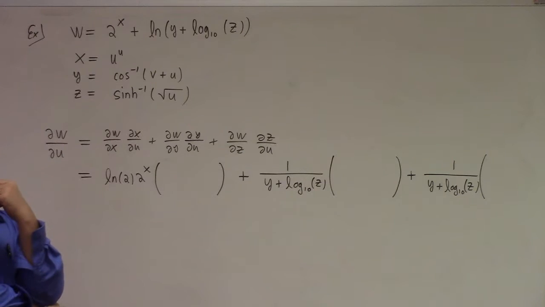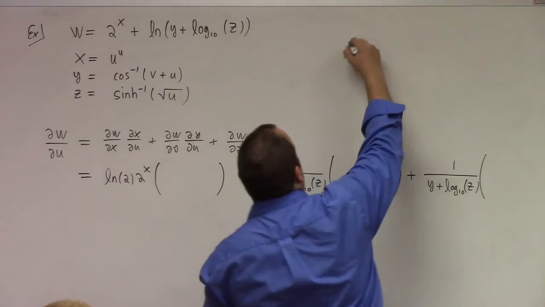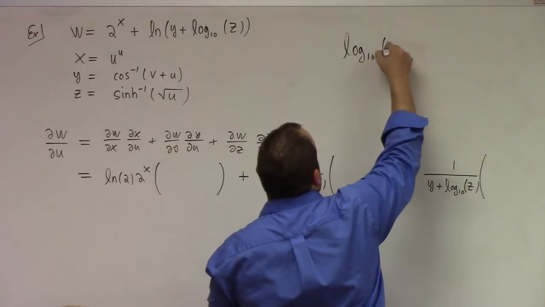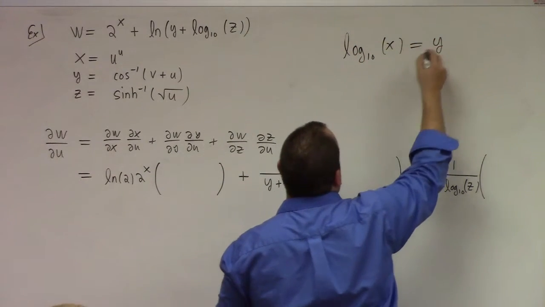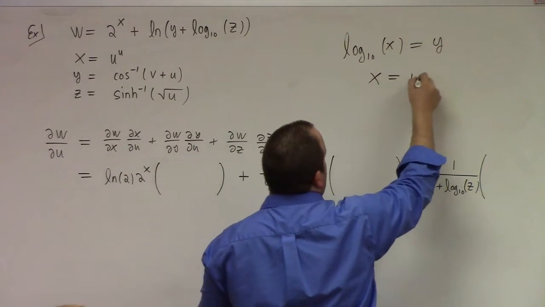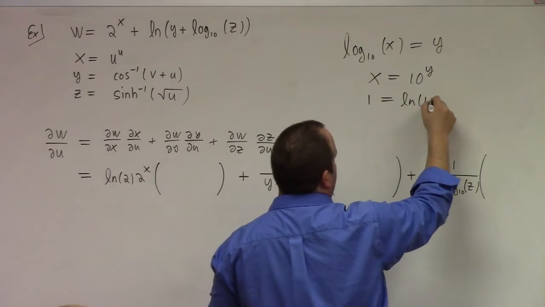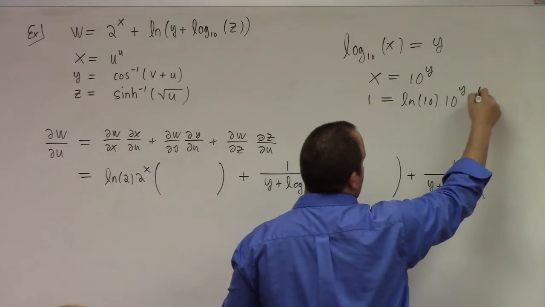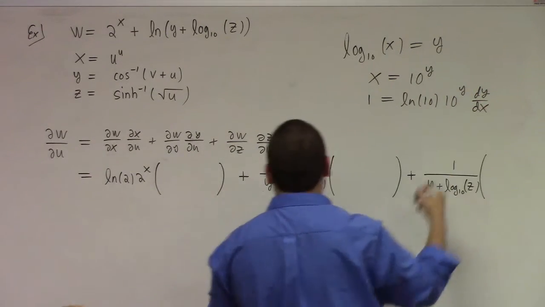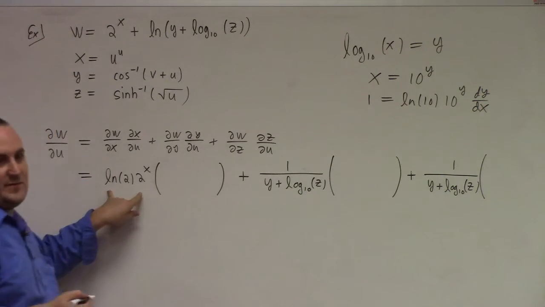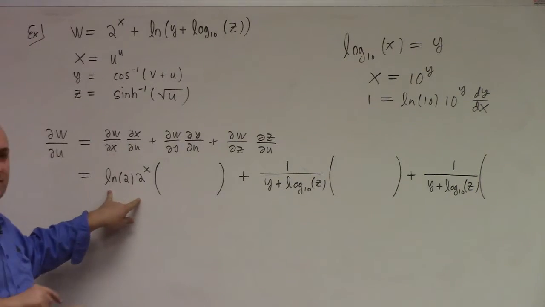Do you guys forget how to do it? Let us rederive. If I have log base 10 of x is equal to y, what does that mean? That means that x is equal to 10 to the y. So that means that 1 is equal to the natural log of 10 times 10 to the y dy dx. No one complained when I threw down natural log of 2 times 2 to the x, so I assume that you guys remember that. So I'm allowed to do that.